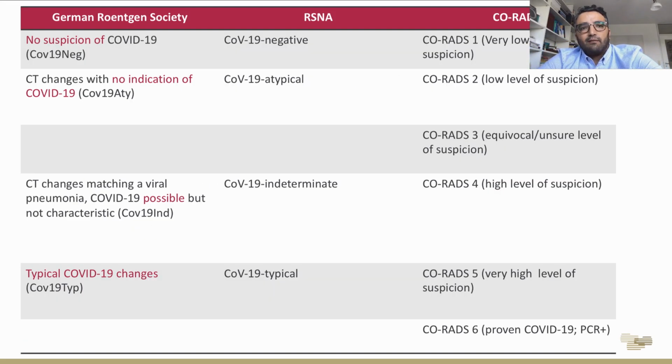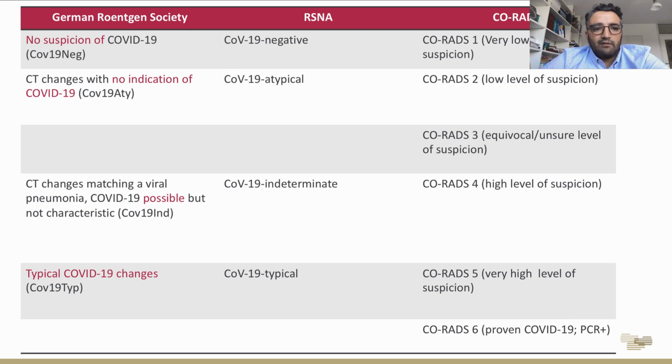This is an interesting thing, maybe for developing algorithms. The German Röntgen Society and the American Society, called RSNA, and this is from the Netherlands, developed scoring systems. At first sight it looks complicated, but it's pretty simple. In the German Röntgen Society, for example, it is 1 to 4, where 1 is no suspicion of COVID-19 in the CT findings, and 4 is typical COVID changes.